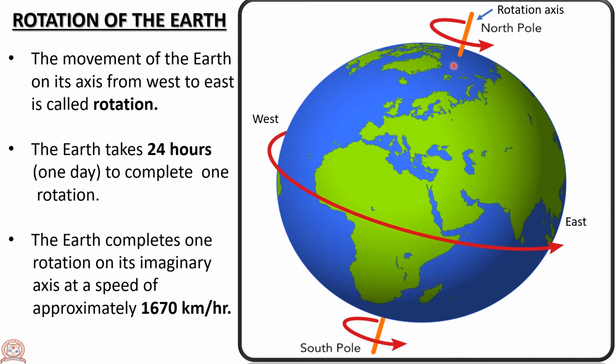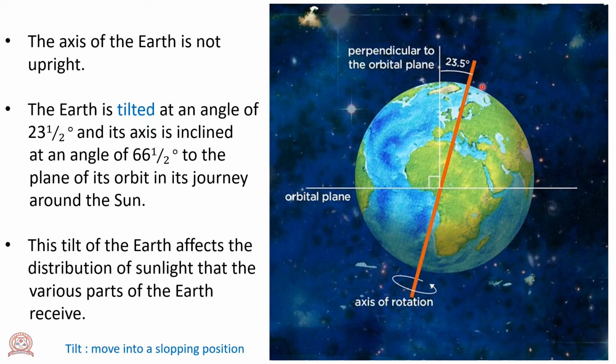The earth takes 24 hours to complete one rotation. 24 hours we consider as one day. The earth completes one rotation on its own imaginary axis at a speed of approximately 1670 km per hour. This is known as the axis of the earth.